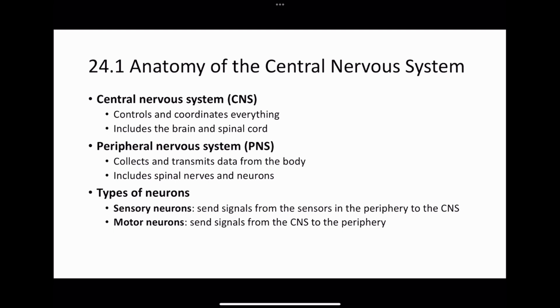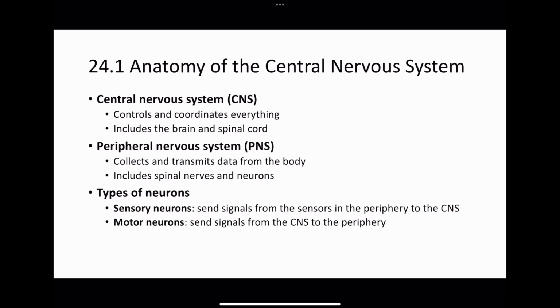The nervous system is the control center of the body. It has two main parts, which are the central nervous system and the peripheral nervous system. The CNS controls and coordinates everything, while the PNS collects data from the periphery and outside environment to communicate the information to the CNS. They consist of specialized cells called neurons.